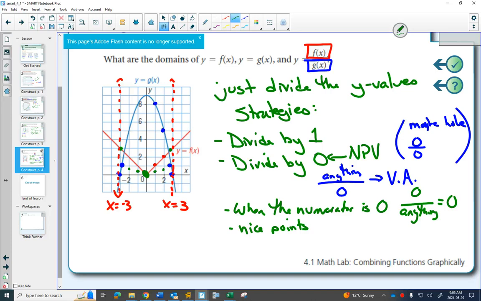But there is a place on the graph that has not nice points, but the answer is nice. Where do I have on the red and the blue graph not nice points, but I guarantee you that you can do the math with, even if I gave you 80 decimal places at these not nice places, you could still do the math. Where would that be on the graph? Where they cross, where they intersect, okay?